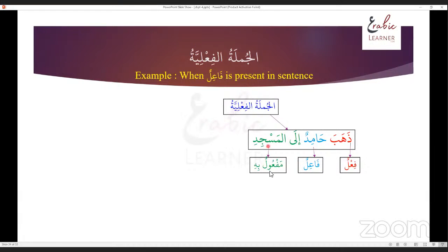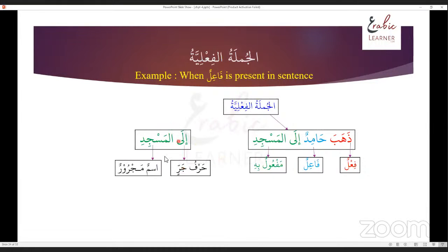So what is this? This is maf'ool bihi. Now what is ila al-masjidi? Again the same thing. Ila is harfu jar. Al-masjidu was al-masjidu. It became al-masjidi because of ila. So this is harfu jar. This is ism majroor. And the combination of this is jar majroor, and it is shibhu jumla. I will not say shibhu jumla khabar because this is jumla fi'liya. Is it clear, brothers and sisters? If there is any difficulty, please let me know on the chat window.